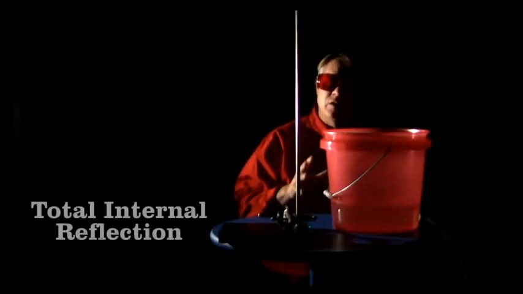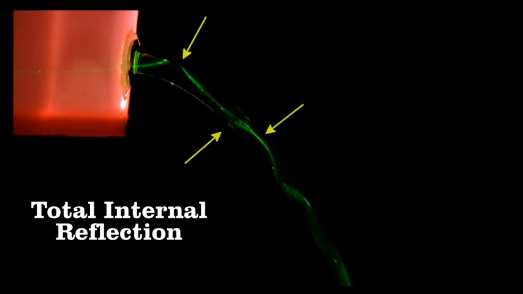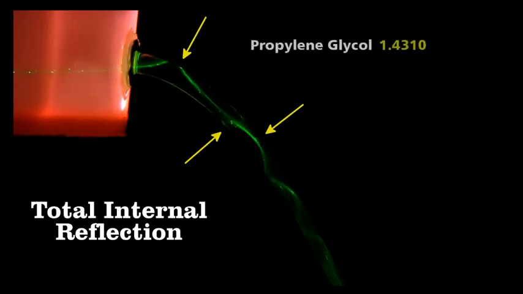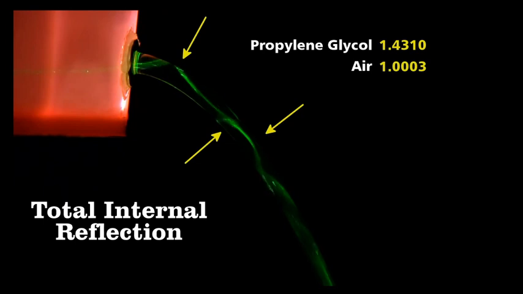Amazing. It does this because of total internal reflection. As the light enters the stream, it is reflected as soon as it hits the interface between air and liquid. You can see here the first reflection, and then the second, and the third. This occurs because there's a difference between the index of refraction of the guide material, here propylene glycol, and the outside, air in this case.